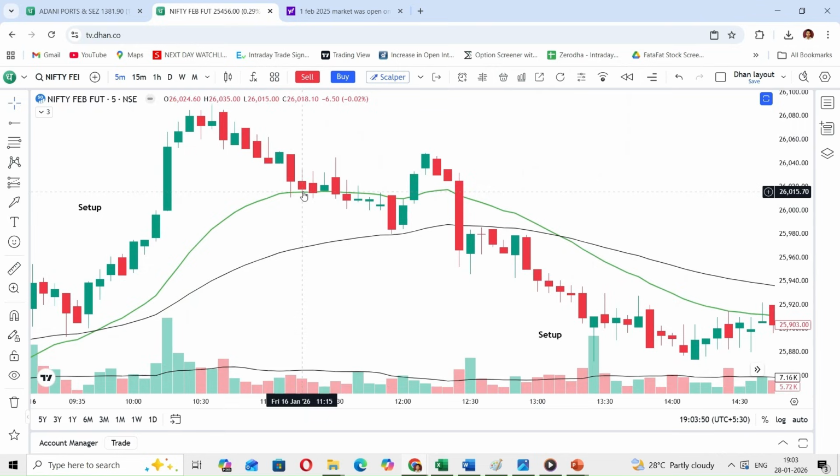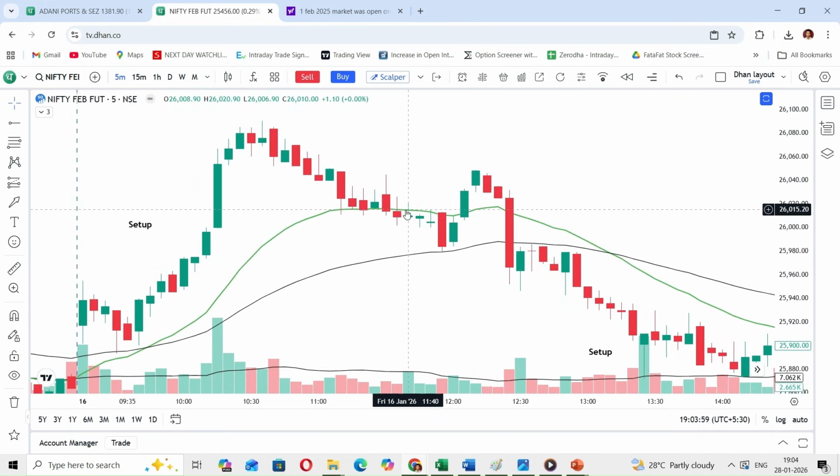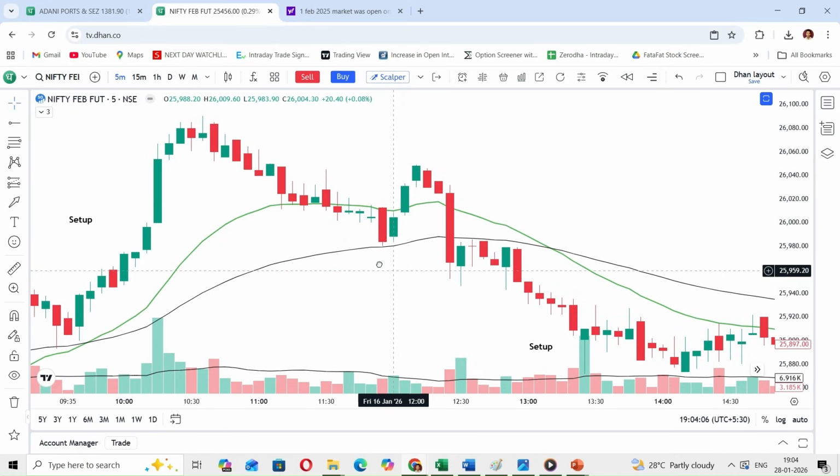Whenever you see that the 20 MA starts trending downwards or it is totally flat, then just ignore looking for the setups. Wait again until the 20 MA is trending upwards, and only then look for buy setups in case of a buy trade.